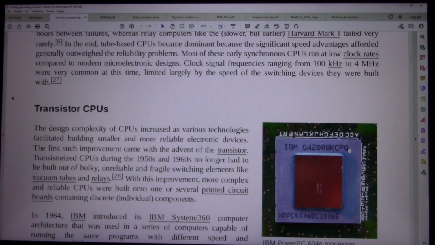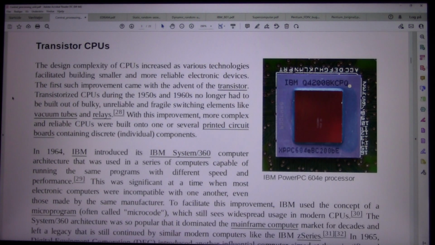Transistor CPUs. The design complexity of CPUs increased as various technologies facilitated building smaller and more reliable electronic devices. The first such improvement came with the advent of the transistor. Transistorized CPUs during the 1950s and 1960s no longer had to be built out of bulky, unreliable and fragile switching elements like vacuum tubes and relays.